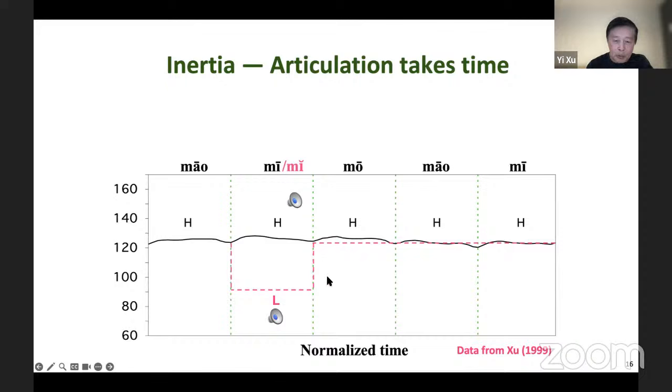But what's surprising, first for me, when I first looked at the data, when I was still doing my PhD, is this is what happens.